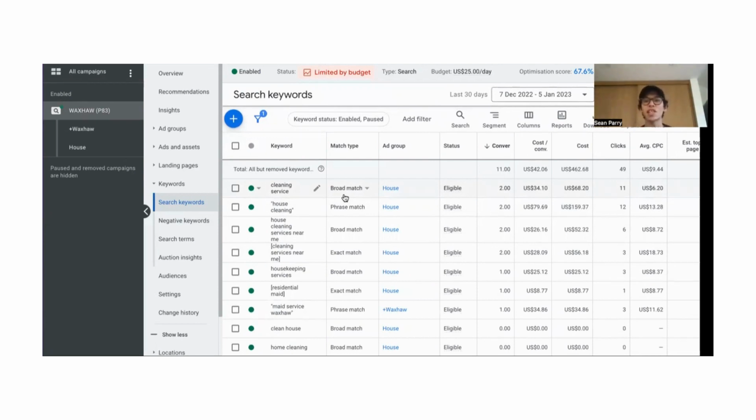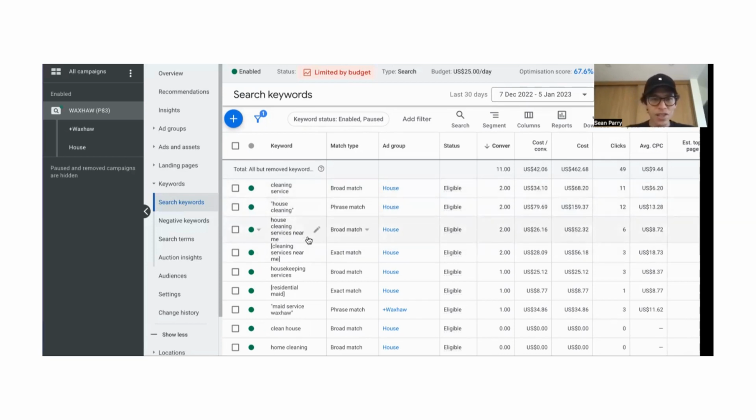But say we looked at 6 months worth of data, and we've got many more conversion data points to look at, we can start to look down this list. And you can see, house cleaning, the phrase match keyword here is getting us a cost per lead of 79, which is high. House cleaning services near me is getting it at 26. So in this case, in theory, it makes sense to put more of our money into this lower cost per lead keyword and away from the higher. But we wouldn't be making those decisions based only on two conversions. We probably need 10 plus conversions, to get to that statistically significant level where we would start to reallocate the spend to the higher performing keywords.